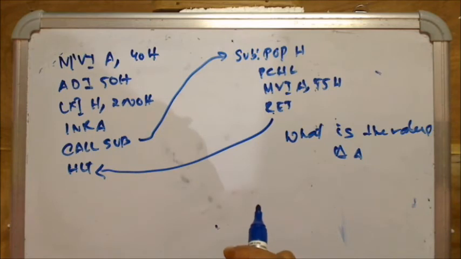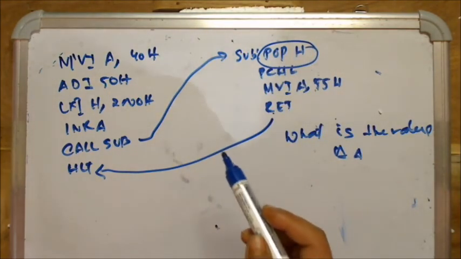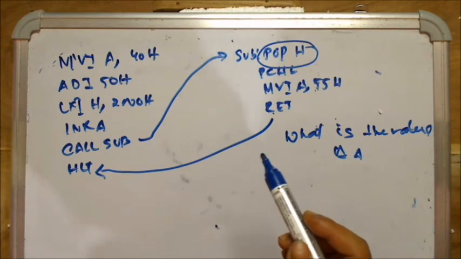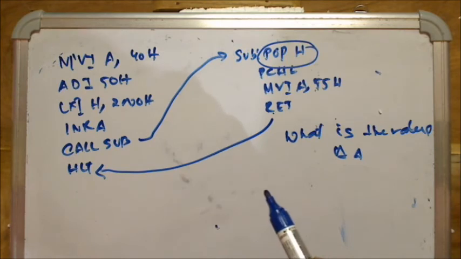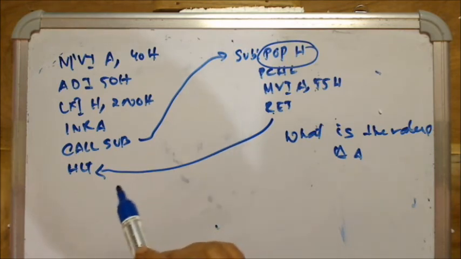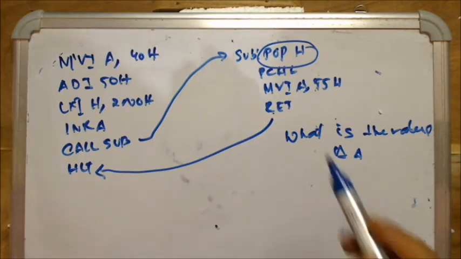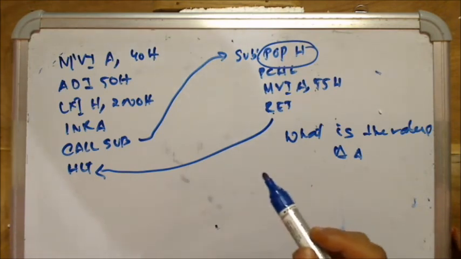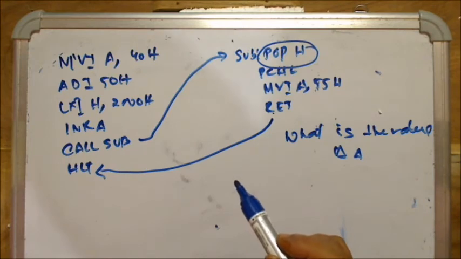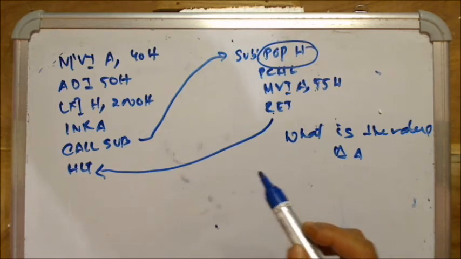Now, the first instruction of the subroutine is a disaster. So far, the return address is in the HL pair. Now you write PCHL. Such a cute little instruction, it seems harmless, but it is not. PCHL gets the value of HL.